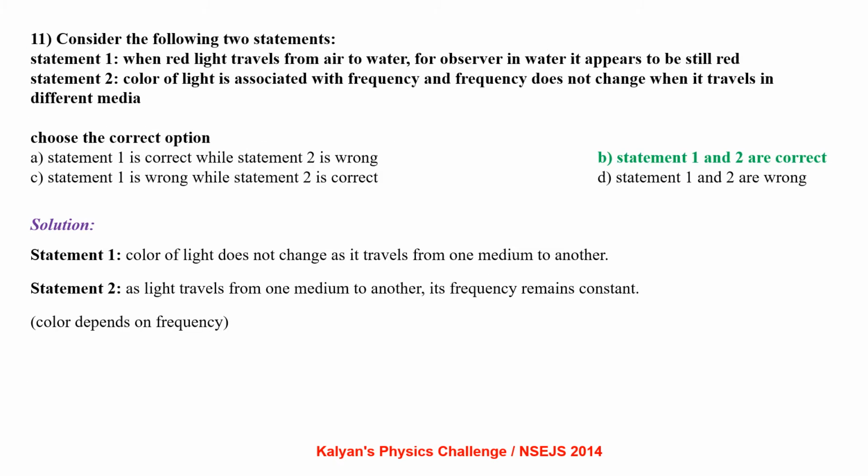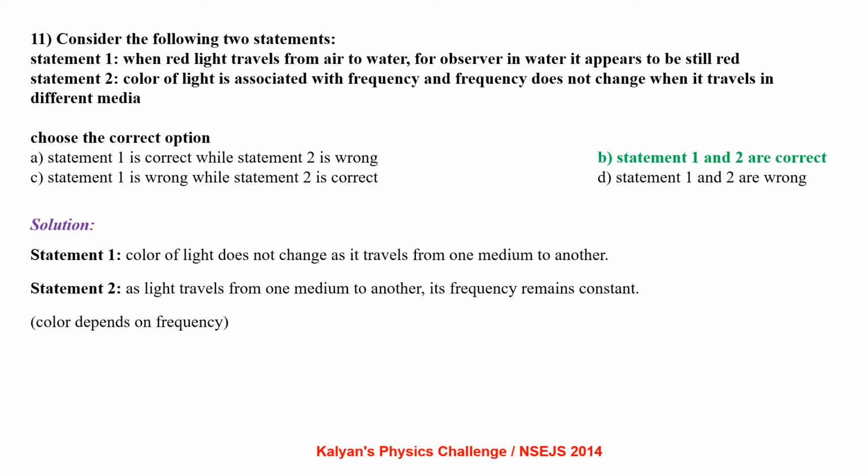Consider the following two statements. Statement 1: When red light travels from air to water, for an observer in water it appears to be still red. Statement 2: Color of light is associated with frequency, and frequency does not change when light travels from one medium to another medium. Choose the correct options.